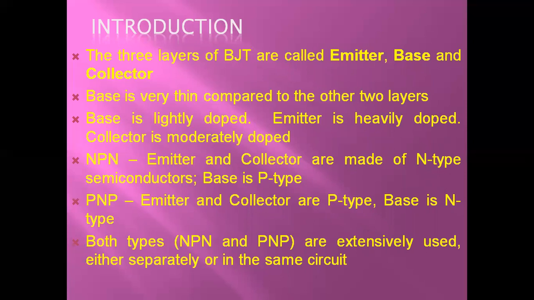Coming to the NPN condition of a transistor, emitter and collector are N, and the middle one is the base. The base is made of P type, whereas in the PNP, the base is made of N. Extensively, both PNP and NPN are used in circuits for various kinds of processes.